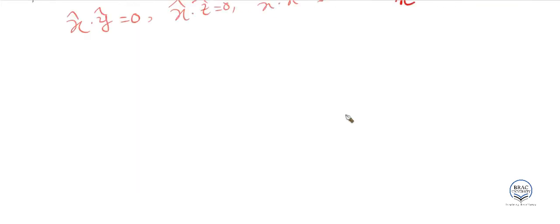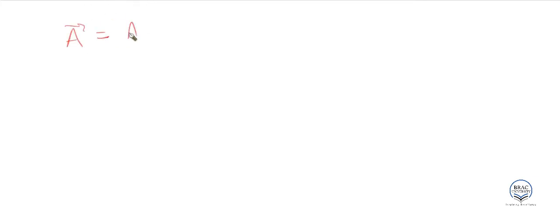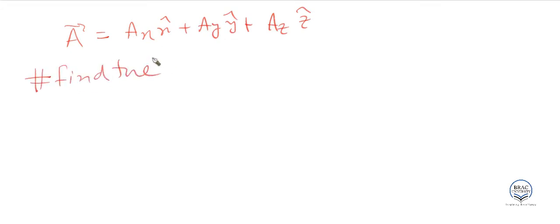So let's go down now. The next thing we learned in our vector calculus course is that I have a vector, again ax x hat, ay y hat, az z hat, and I want to find the x component or the y component or the z component. For this case, let's see the y component first. So find the y component.